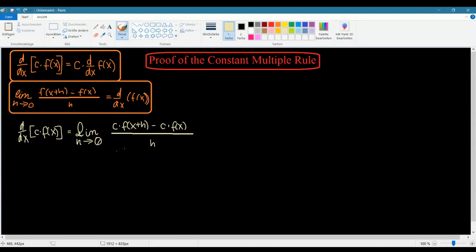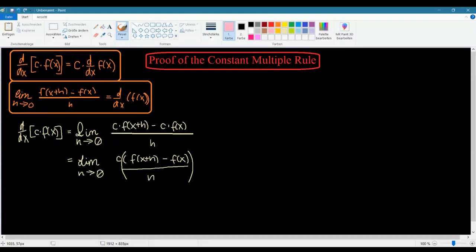Well, we can factor out the c. So we're just going to factor out that c. So this is going to become the limit as h approaches 0 of c times f of x plus h minus f of x over h. And this c is actually factored out of the entire thing. It's the same thing if you write it on top, but this just makes it a little bit clearer what's happening.